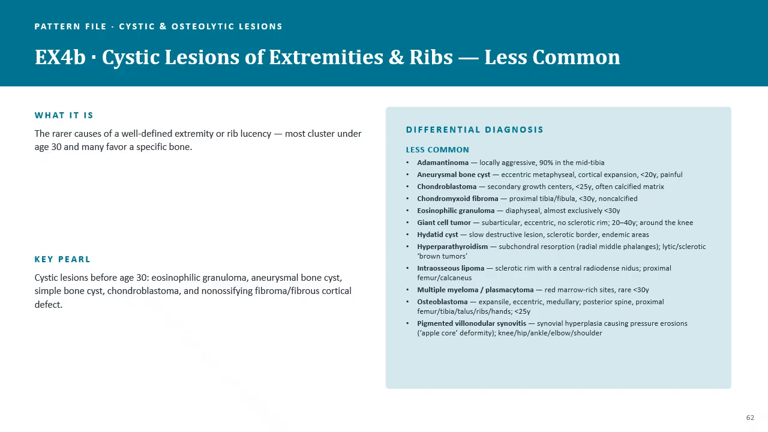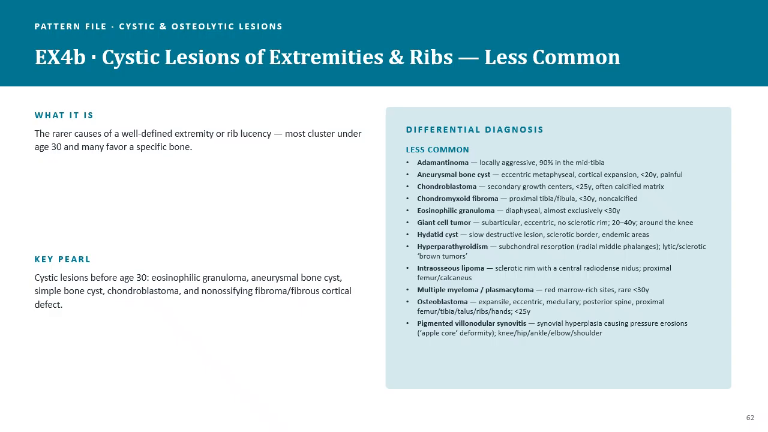Typically, when the patients are younger than age 30, they start looking at things like a simple bone cyst. They look at non-ossifying fibromas, eosinophilic granulomas, aneurysmal bone cysts, and also they look at chondroblastomas as well. That word non-ossifying just basically means that it's not turning into bone or not appearing like bone is. So ossify means to form bone, so non-ossifying means it's not forming normal bone per se.